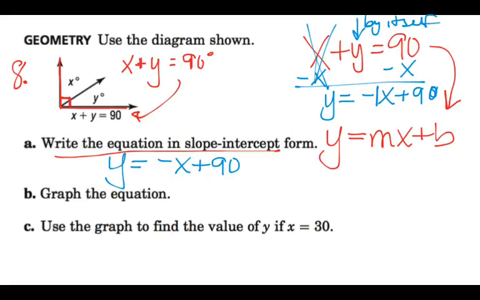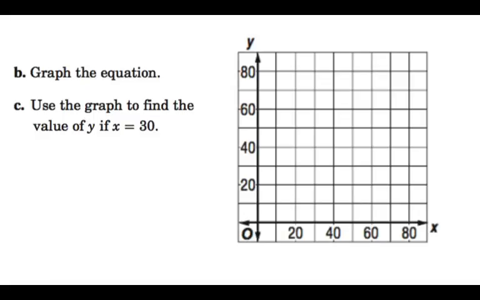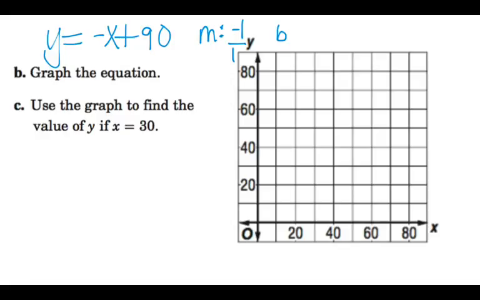Okay. Graph the equation. All right, let's look. I believe I have the graph on the next one. All right. So my equation was y equals negative x plus 90. All right, we want to graph that. So my slope is negative 1. I'll put it over 1 just so we see the rise and the run. And my y-intercept is 90. Okay, so my starting point is 90. We got it right up here. And my slope is down 1 over 1.